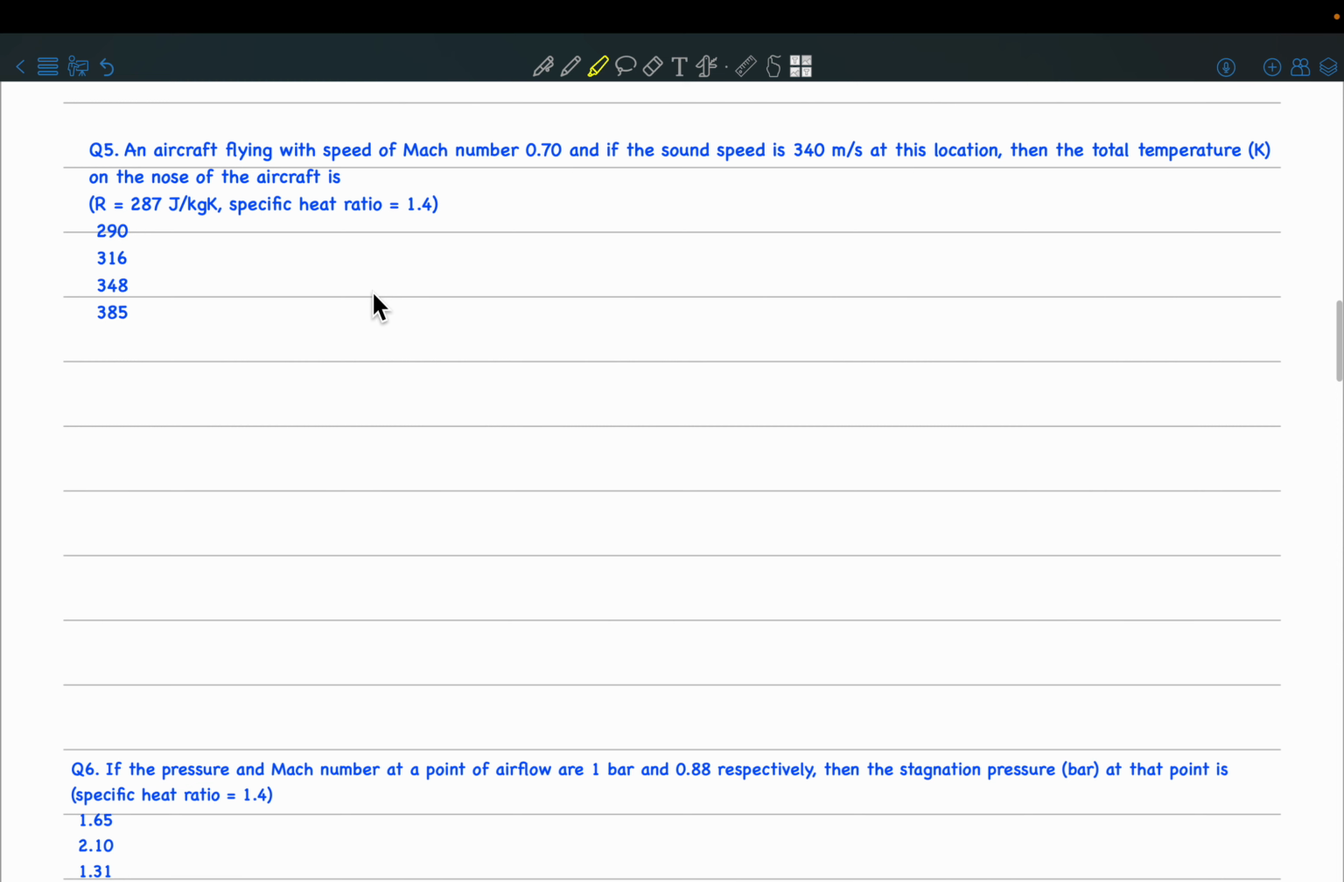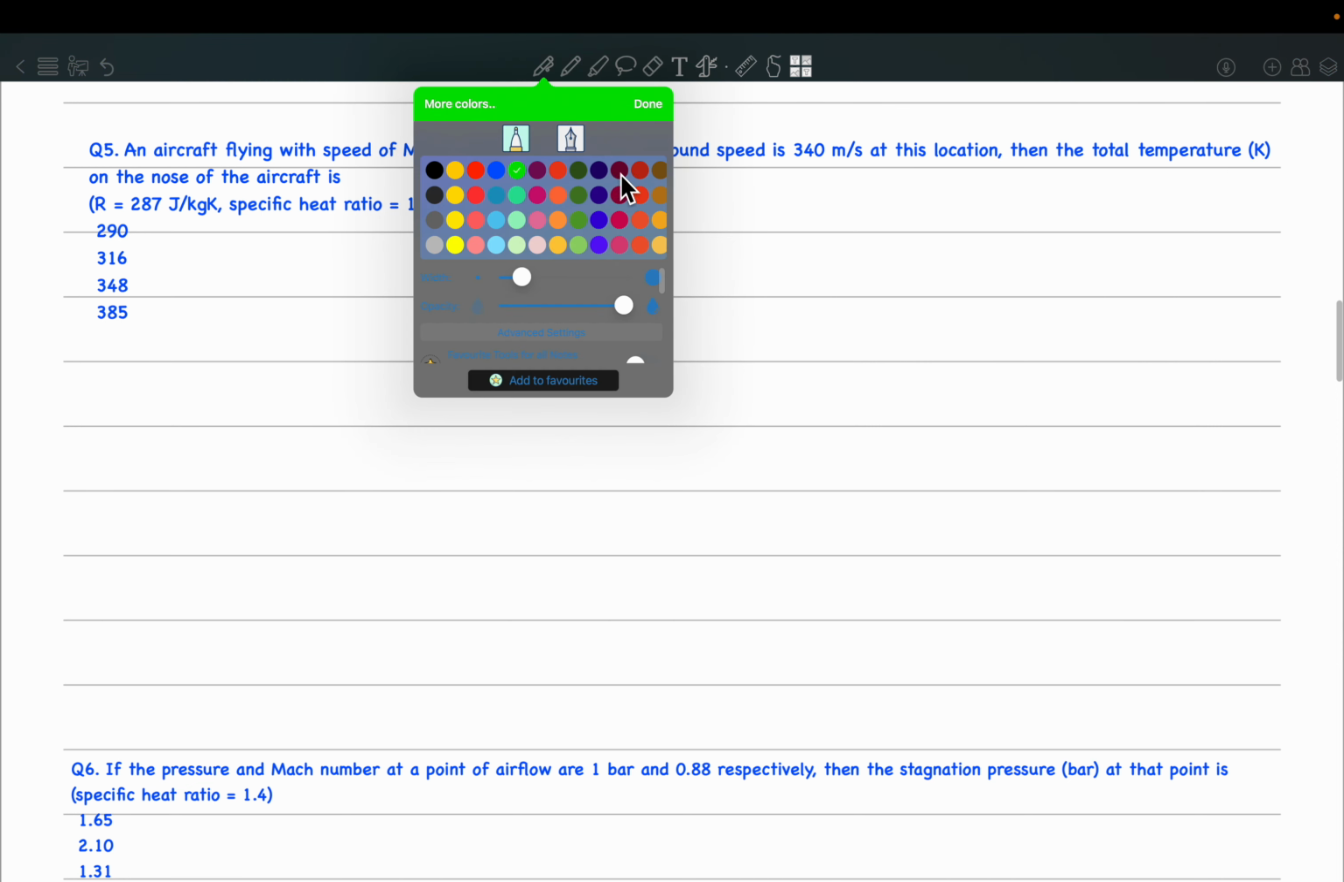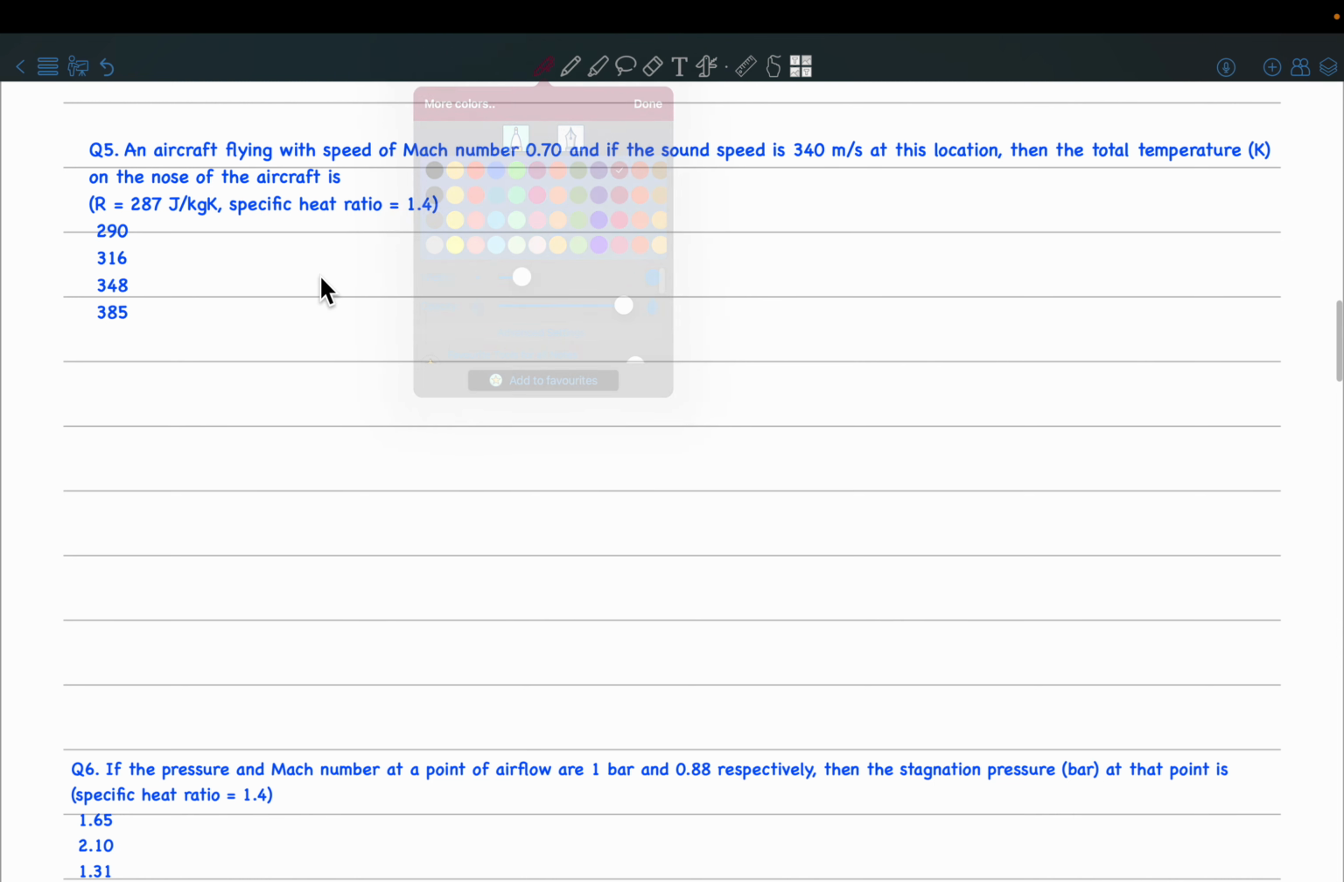This is a numerical now. Okay, this is simple actually, because this is just using the adiabatic relations. So what you are given is the Mach number. Okay, so I'll start writing this. Mach number is 0.7, and the speed of sound is given. So speed of sound is 340 meter per second.